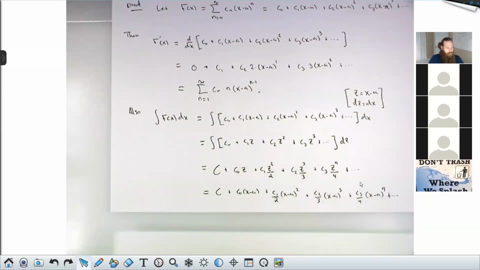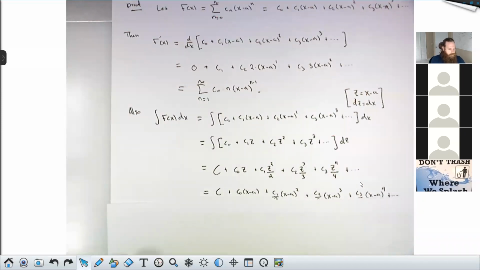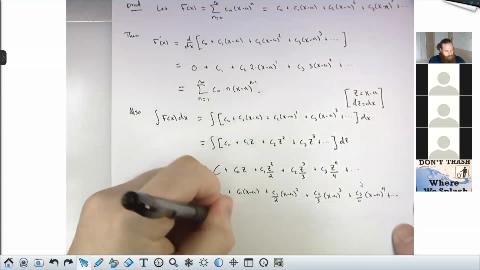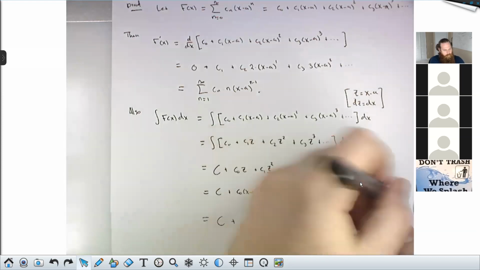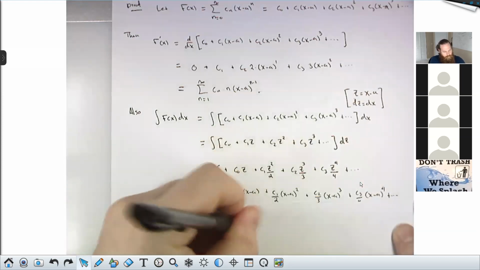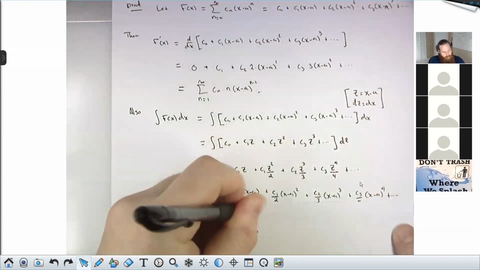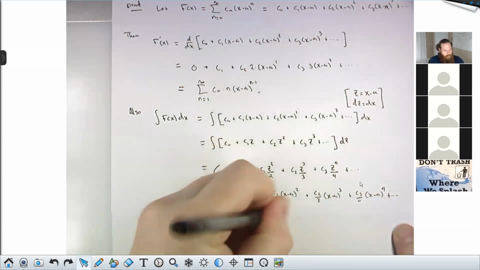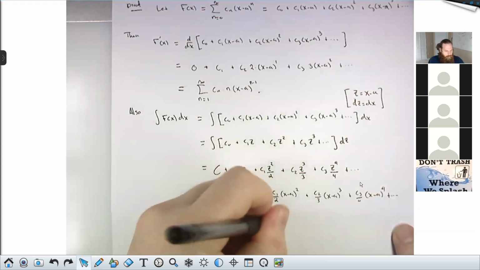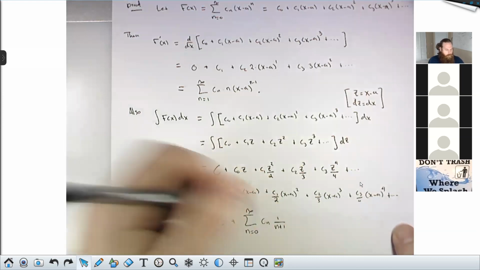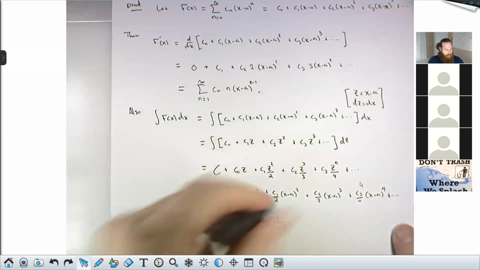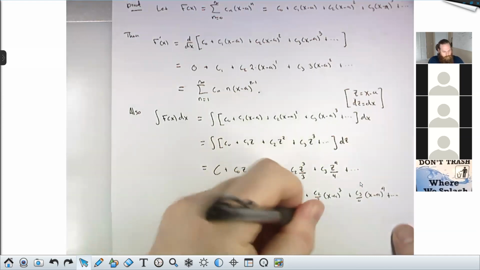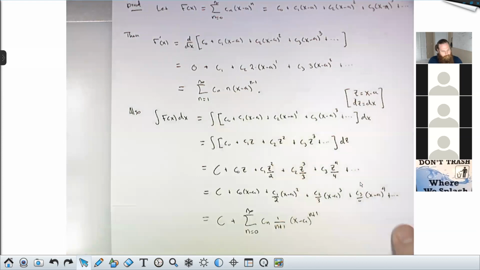And I can collapse this back into the sigma summation notation. This is C plus, what is all this? The sum from n equals 0 to infinity of Cn times 1 over n plus 1, or Cn over n plus 1, times (x minus a) to the n plus 1. And that's the proof.